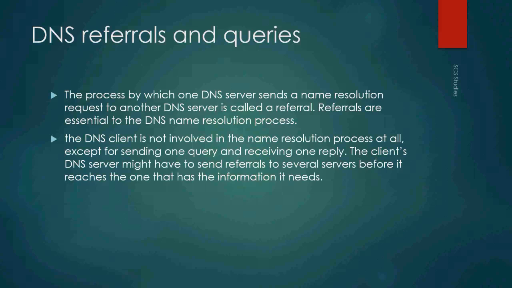The client's DNS server might have to send the referral to several servers before it reaches one that has the information. That means, suppose you have entered a Russian website, abc.ru, and that may not be available on your authoritative domain server. In that case, your local server will send a referral request to the authoritative domain name server, and the authoritative domain name server checks its records for whether it has the IP address details of the website or not. If it is not available, then it can again send a referral request to any other public server. So it will try one by one until it gets the record details you are asking for. By default, it will keep trying for up to 30 seconds.